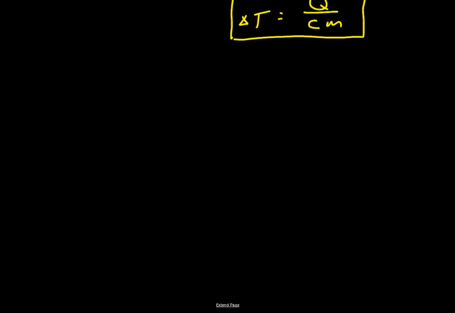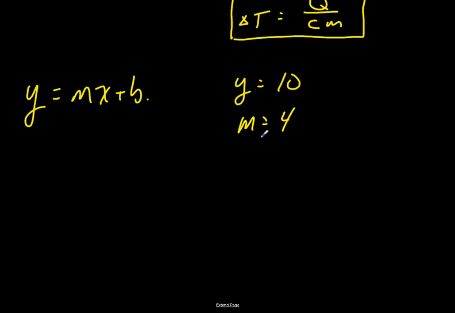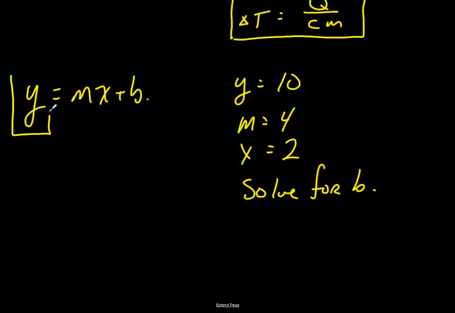I'm gonna fix it up, okay? Let's say that you have this equation right here. Okay, and let's say that y equals 10, m equals 4, x equals 2, and I say solve for b. Now, how I want you to solve this is I want you to take this equation, and I want you to isolate it for b first, before you put any of your numbers into the formula. So get b isolated, okay? I'm going to give you a second to try that.